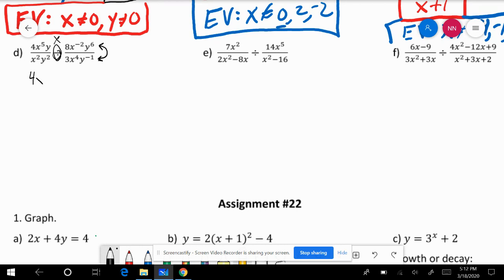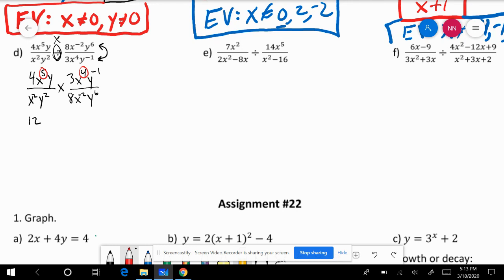That gives us 4x to the fifth y over x squared y squared. Changing it to multiplication, 3x to the fourth y to the negative 1 over 8x to the negative 2 y to the sixth. Now, after we change it to multiplication, we're going to multiply across. 4 times 3 gives us a 12. What we're going to do next is add the exponents.